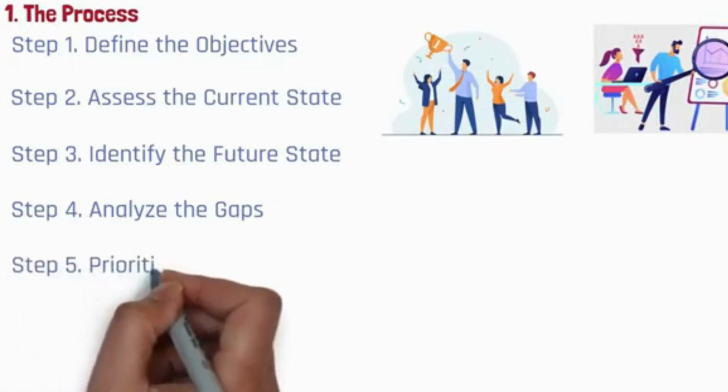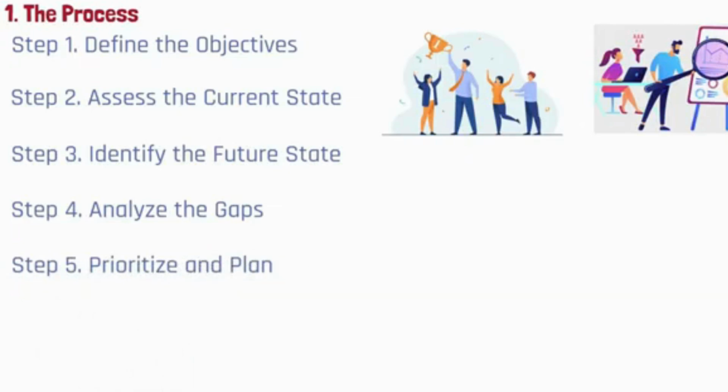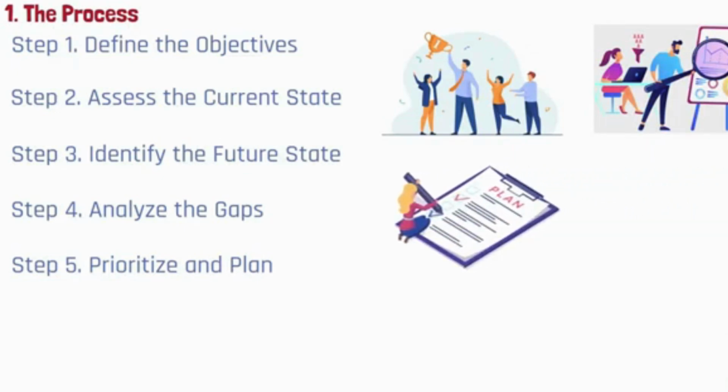Step 5. Prioritize and plan. Prioritize the identified gaps based on their significance and impact on the overall objectives. Develop a plan outlining specific actions and initiatives required to close these gaps.